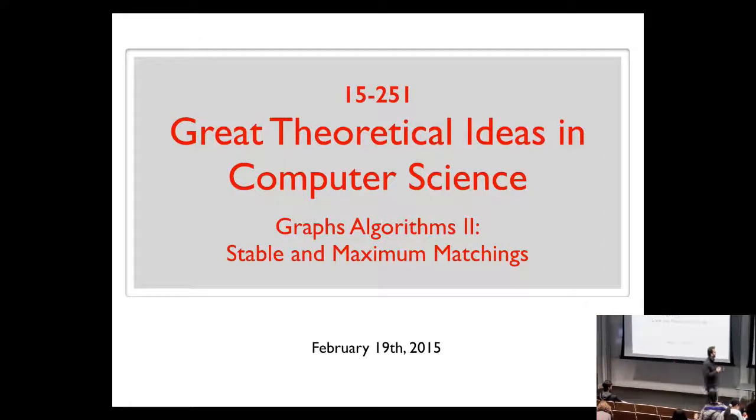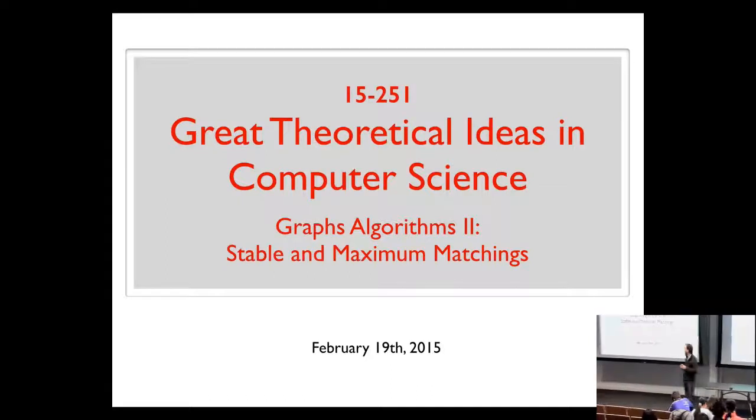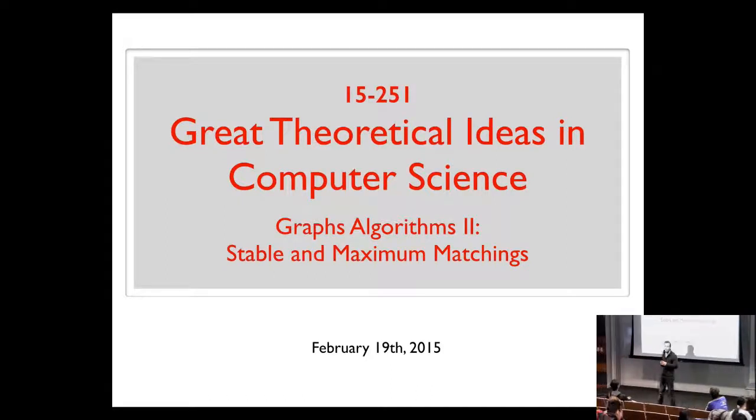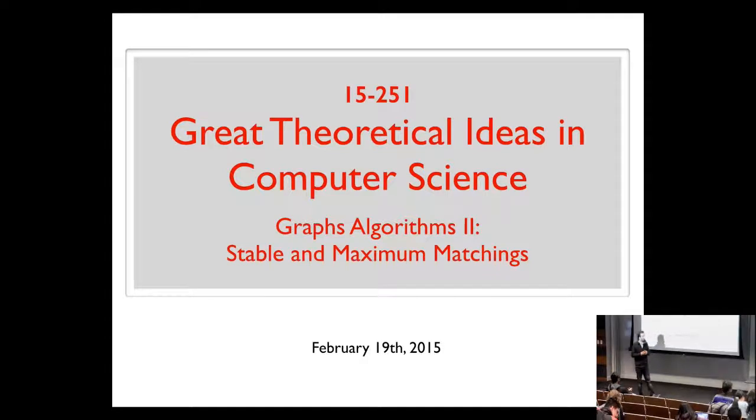Let's get started. So this is graph algorithms part 2, I guess. We're going to be talking about two very fundamental, important problems, the stable matching problem and the maximum matching problem. And basically, this is going to be the last lecture that's going to be exclusively about graphs. And then next week, we're going to in some sense come back to computational complexity theory, talk about reductions, define the class NP, non-deterministic polynomial time, talk about P versus NP, NP-hardness, and so on.